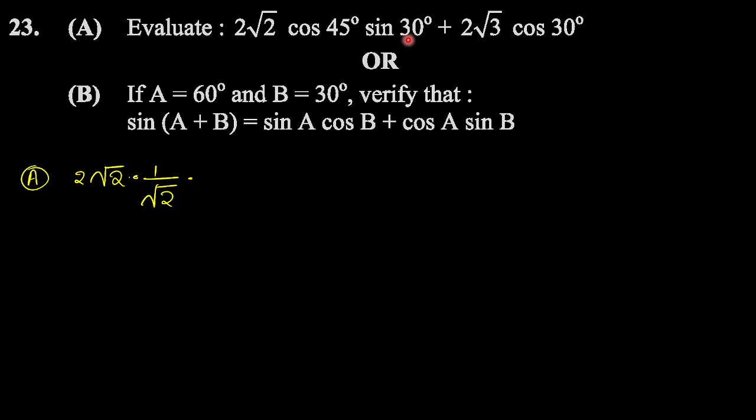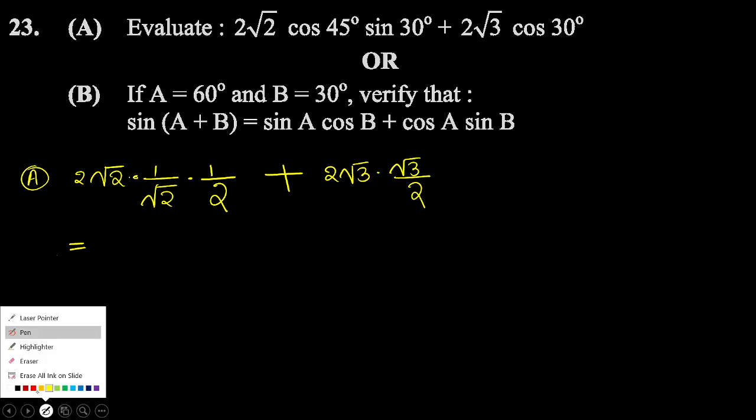So sin 30, how much? Sin 30's value is not 2, sin 30 is 1 by 2. 1 by 2, okay. Plus, next 2 root 3 is there. Correct? It's a simple question. 2 root 3 into cos 30 degree. You know that cos 30 is root 3 by 2. Correct? So what is the value?